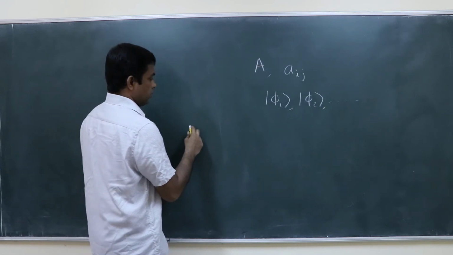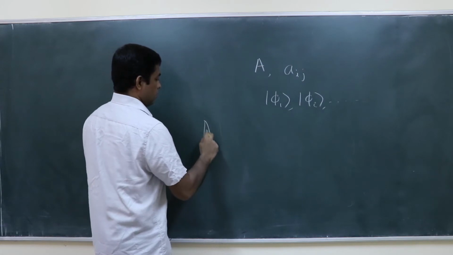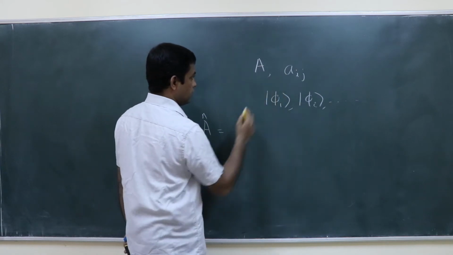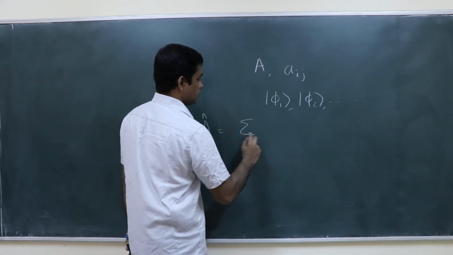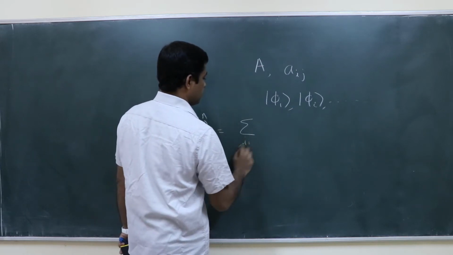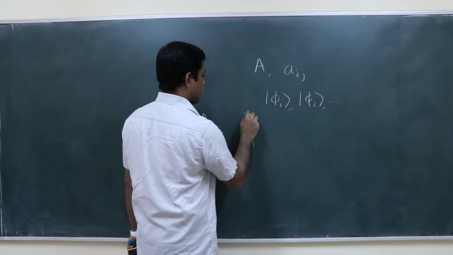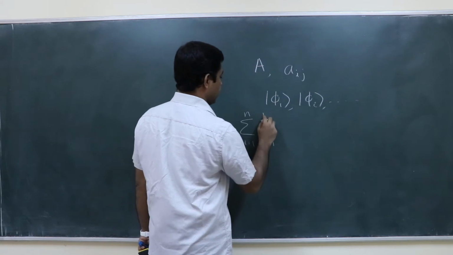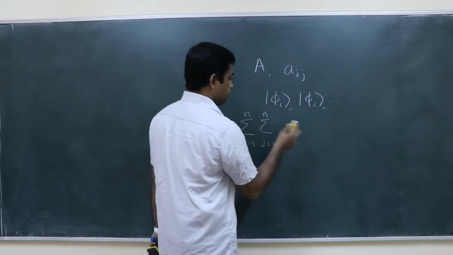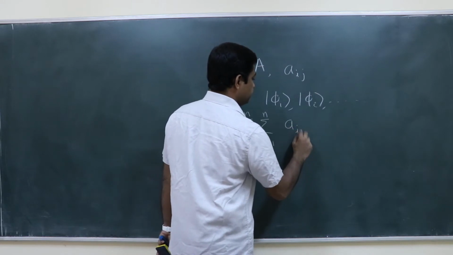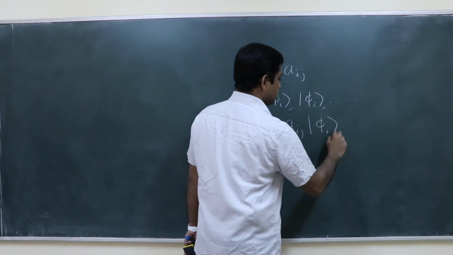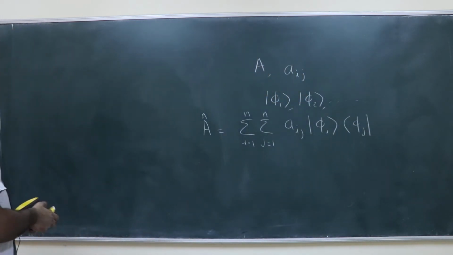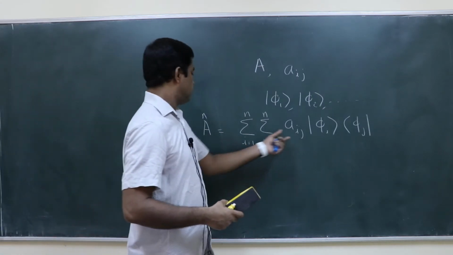Now we say that an operator A can be related to the matrix elements. So that is the sum over i equal to 1 to n, whatever dimension you are talking about, and j equal to 1 to n, of Aij, ket phi i, bra phi j. So you relate the matrix elements to an operator.